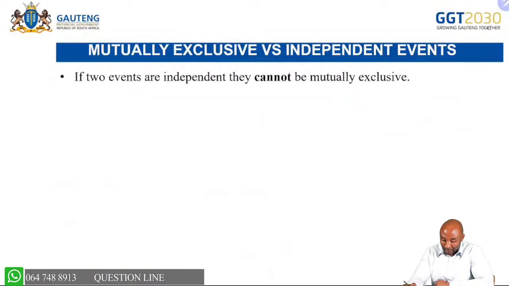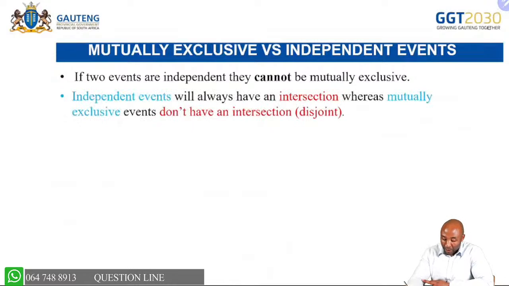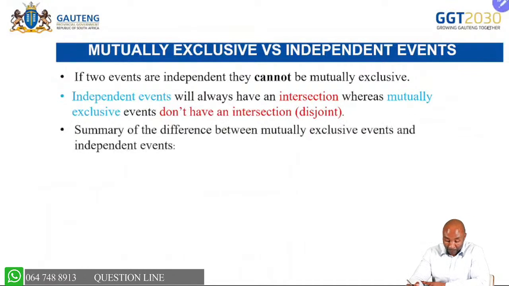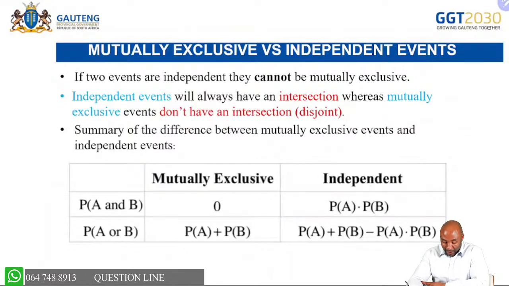and now look at our mutually exclusive events versus the independent events. So if two events are independent, they cannot be mutually exclusive. Independent events will always have an intersection, whereas mutually exclusive events do not have an intersection. The events are always disjoint. There's nothing in common. So to summarize the differences, we know that for our mutually exclusive events, the probability of A and B is 0.